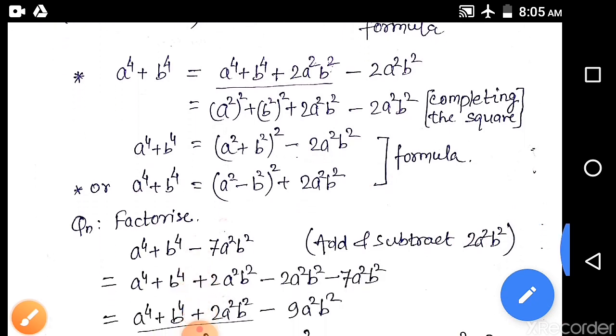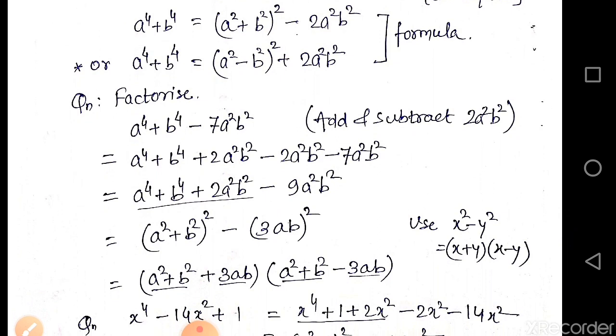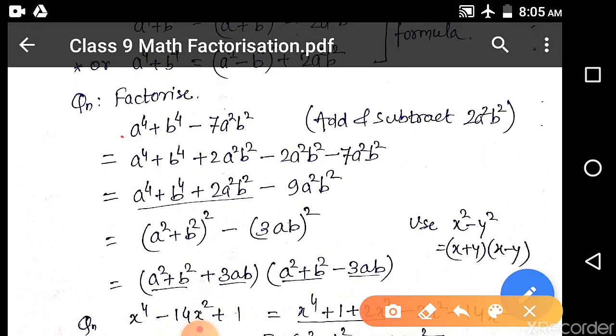Now see, we have some questions. We have to factorize the terms given here. See, this is the question: a to the power 4 plus b to the power 4 minus 7a square b square. This is a question from your exercise. Now we add and subtract 2a square b square, and I think now you know why we are adding it. You all know that a to the power 4 and b to the power 4 is here, so that's why we are adding 2a square b square, to complete the whole square method.